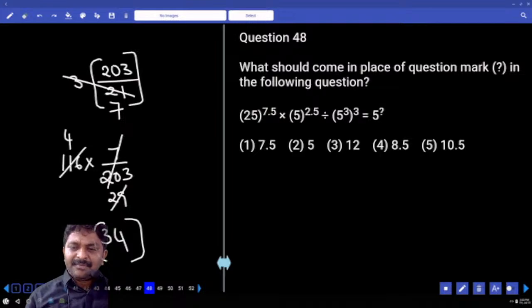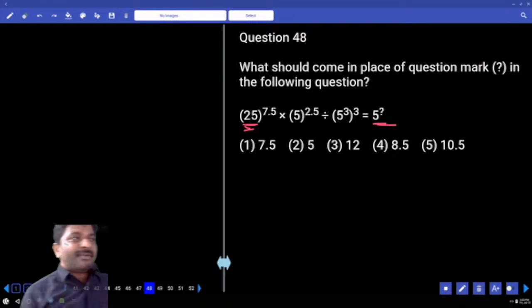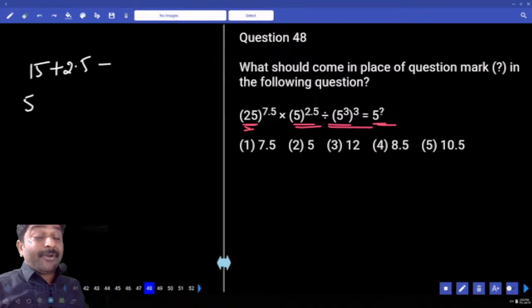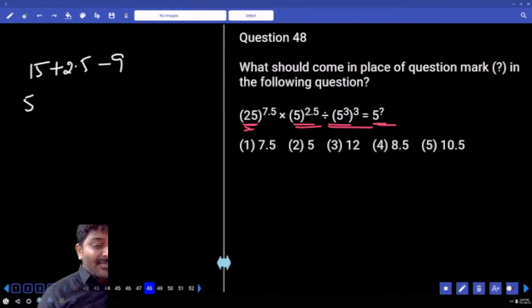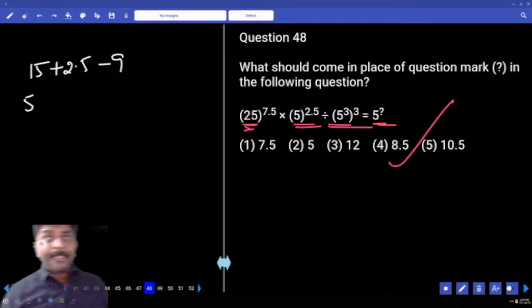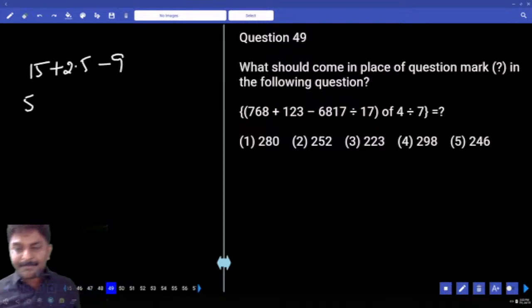I think it is easy. x is in 5 to the power of exponent. So every base value should be written as 5 power something. 5 square to the power of 7.5, 5 power 15 into, we have to add the exponent values. Division, we have to subtract the exponent. 5 cube to the power of 3, 5 power 17.5 minus 9. Answer 8.5. Okay?